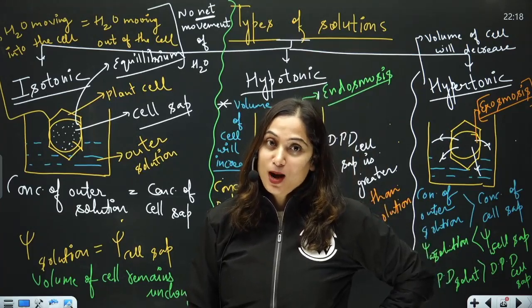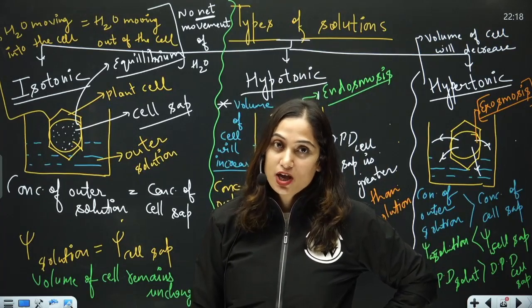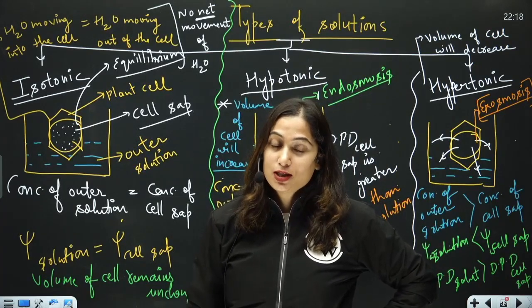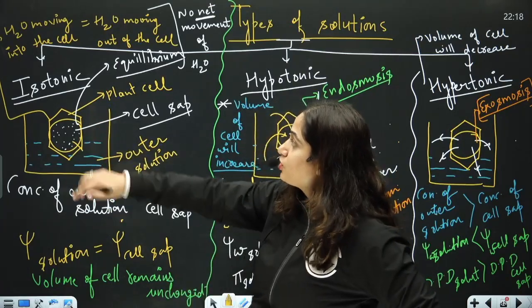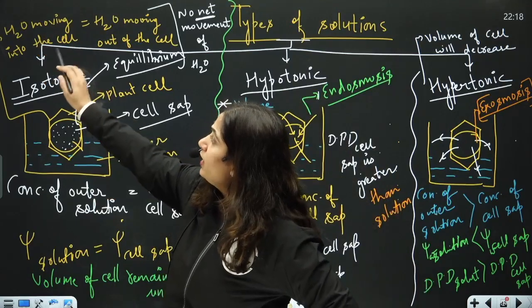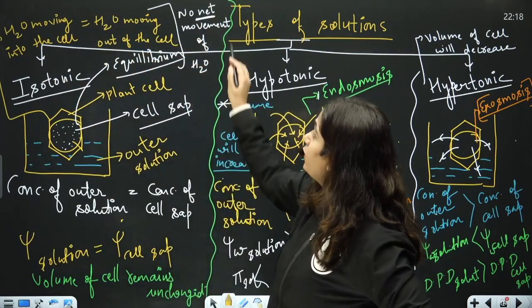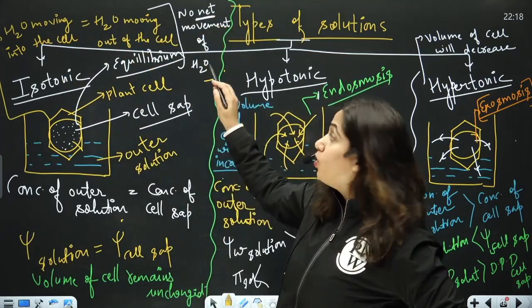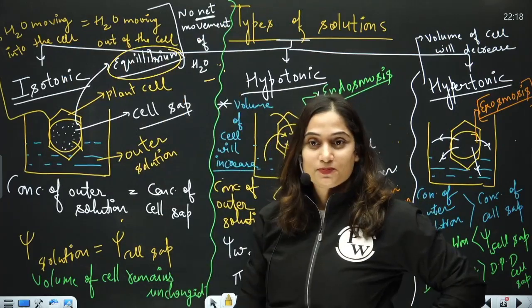So when a plant cell is put in an isotonic solution, there will be no change in the volume of the cell. Here, the water moving into the cell will be equal to the water moving out of the cell. So no net movement of water, and there will be a condition of equilibrium.